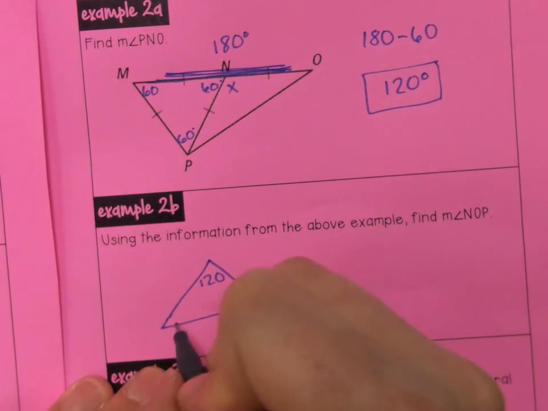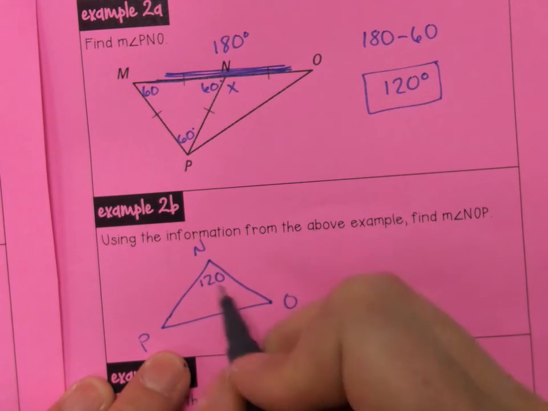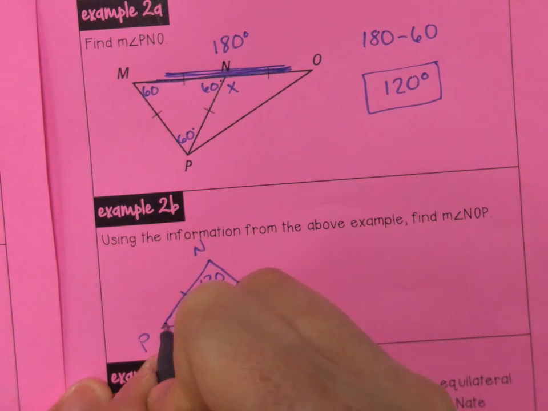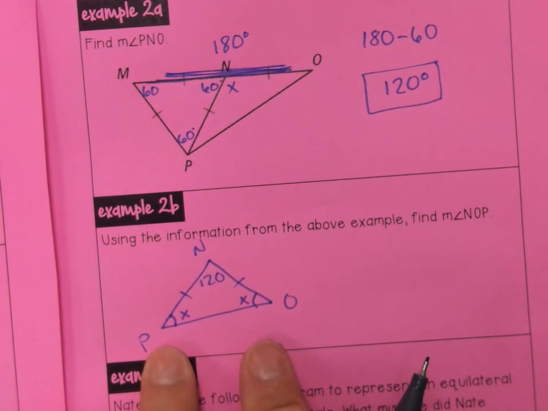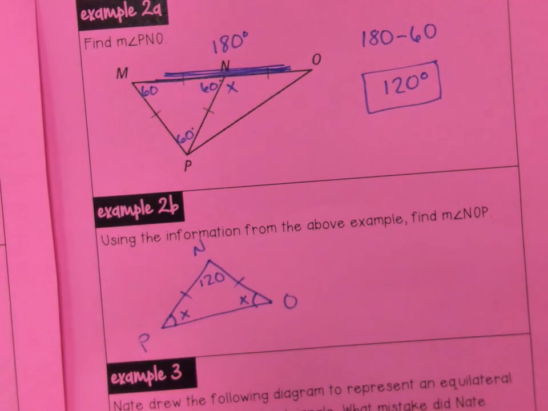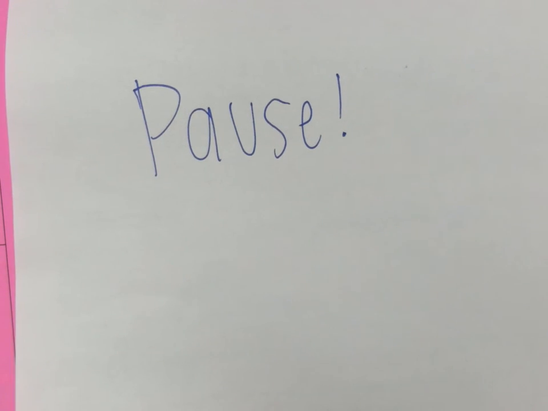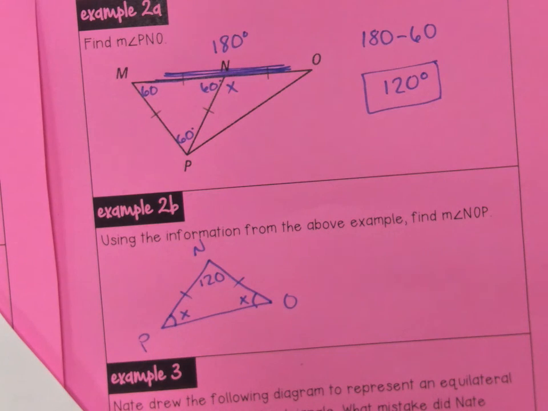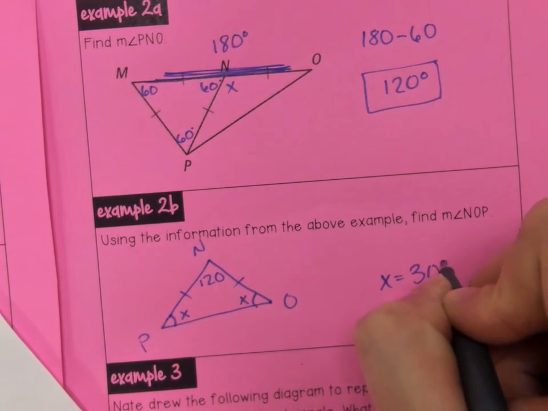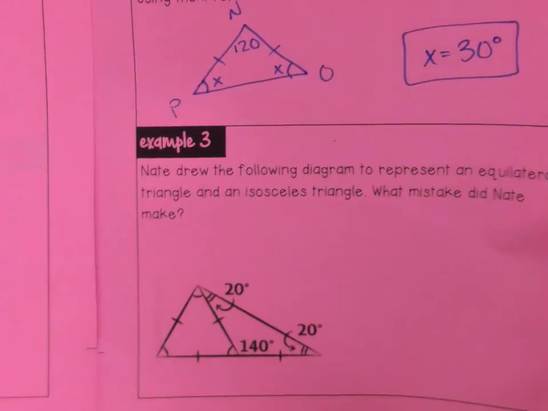This one wants you to find angle NOP, so it wants us to find this. We know these two sides are congruent, so this is going to be the same as this. This is very much like what we did in example 1. You're going to take all three angles, add them up, and equal them to 180. Pause your video. You should get x equals 30. And then I'm leaving you example 3 to do on your own. Good luck.